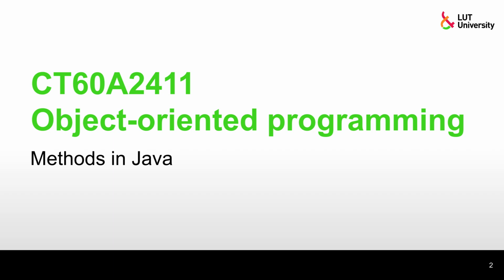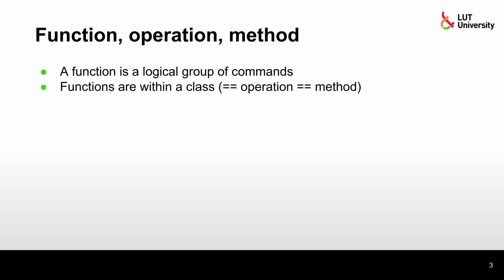Object-oriented programming methods in Java. So we are talking about functions, operation methods. When we are talking about object-oriented programming and Java, we are basically talking about the same thing. A function is a logical group of commands. In object-oriented programming languages, the functions are within a class and they are thus operations or methods.